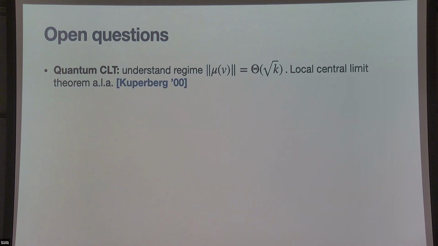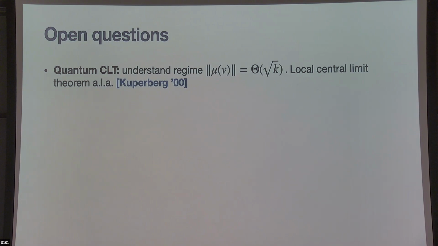So one of the things that we want to do is figure out, right now we have these concentration results for this random variable S_k, but it would be nice to turn it into a central limit theorem. So say, what's the probability that it's on the order of 1 over root k away from something? So it'd be kind of nice.